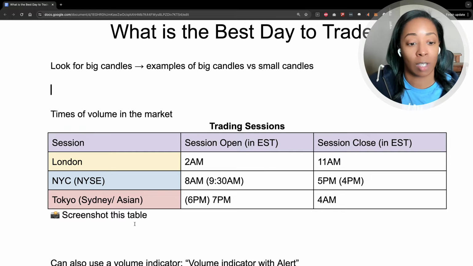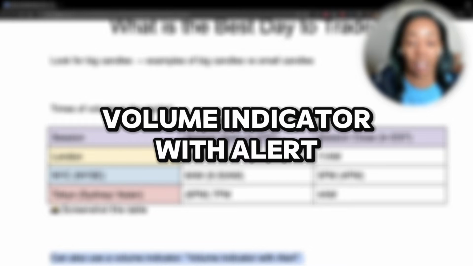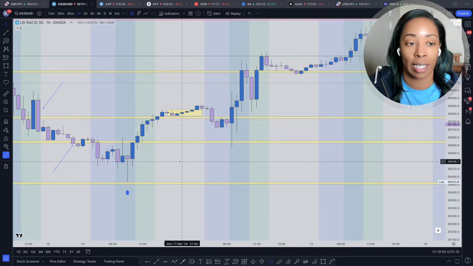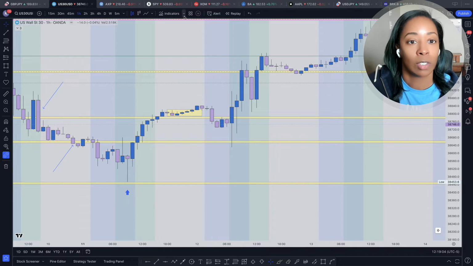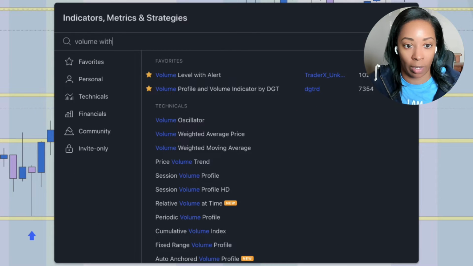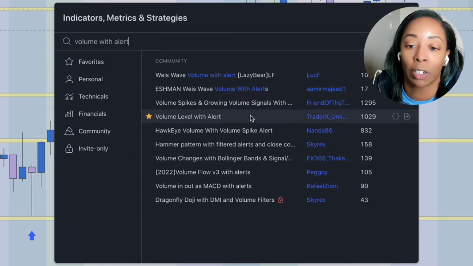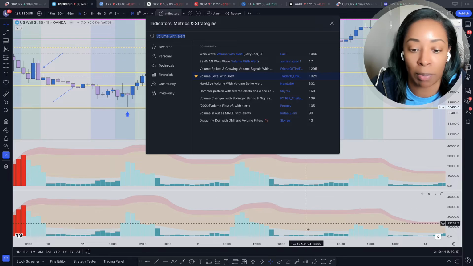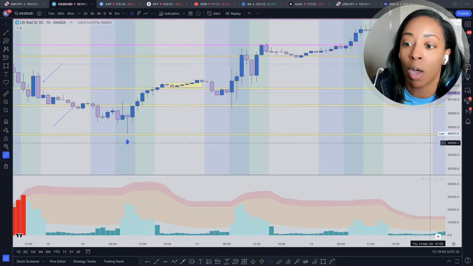And then another thing I want to talk about is a couple of indicators. One of the indicators that you can use is this volume indicator with alert. Now, I don't use this anymore because I'm no longer using a whole lot of indicators. I do like the sessions indicator, but it's not really an indicator, it's basically like a tool. So if we go to indicators and we go to volume with alert. Okay, here it is. Took a minute to find, but basically the volume level with alert is going to look really cool. I have two of these things up here, but play around with it, see if you like it. It's not something that I use anymore, but it's going to be really helpful for you.